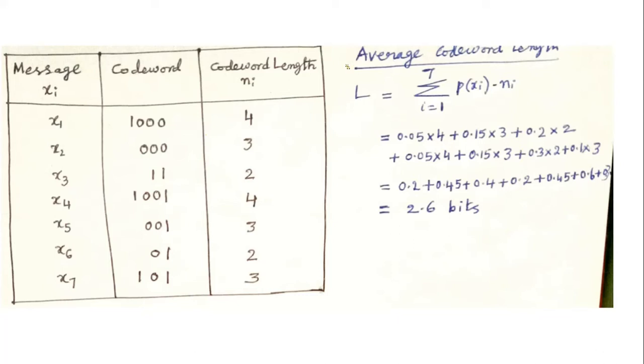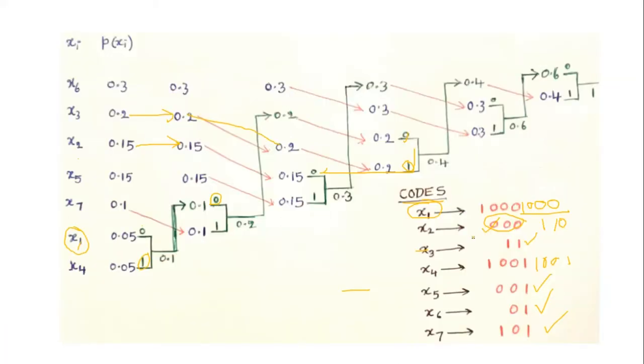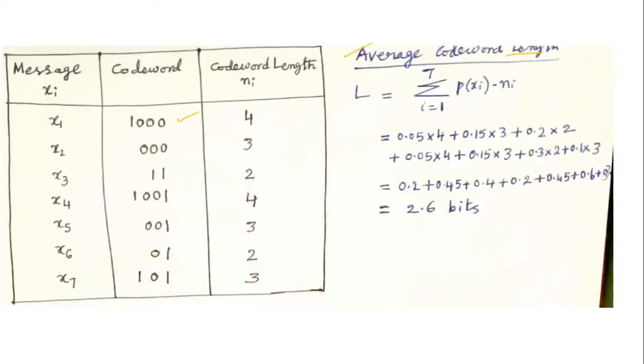We want to find the average code word length. So these are the source codes, for this one 110. Check this while you do the practice. So the code word length, this code has 4-bit length, this code has 3-bit length, 2-bit length, 4-bit length, like that. These are the lengths of the code words, n1, n2, n3, and so on.